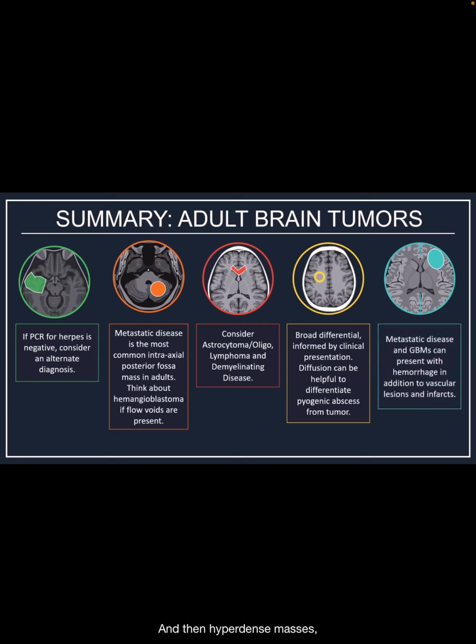And then hyperdense masses, you're going to be thinking about metastatic disease and GBMs. Both of those can present with hemorrhage. You also want to consider vascular lesions and potentially hemorrhagic venous infarct, potentially from occlusion of the vein of Labbe. You don't want to forget about lymphoma. Those are certainly going to be presenting as hypercellular tumors, not necessarily with hemorrhage, but they are going to be bright on CT and have a characteristic diffusion restriction.